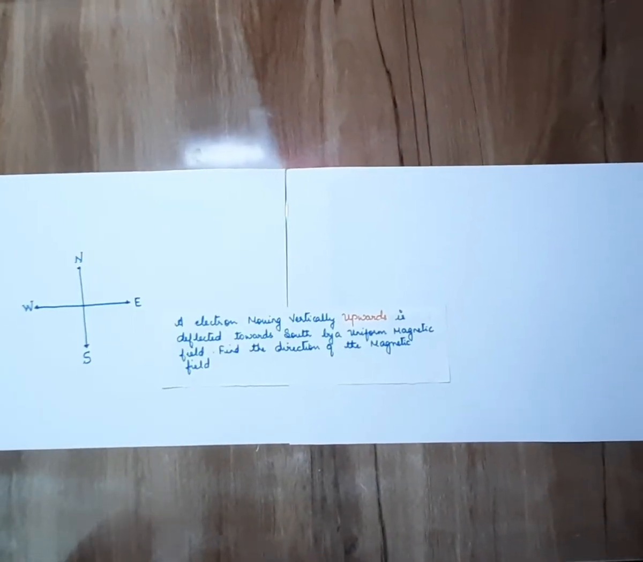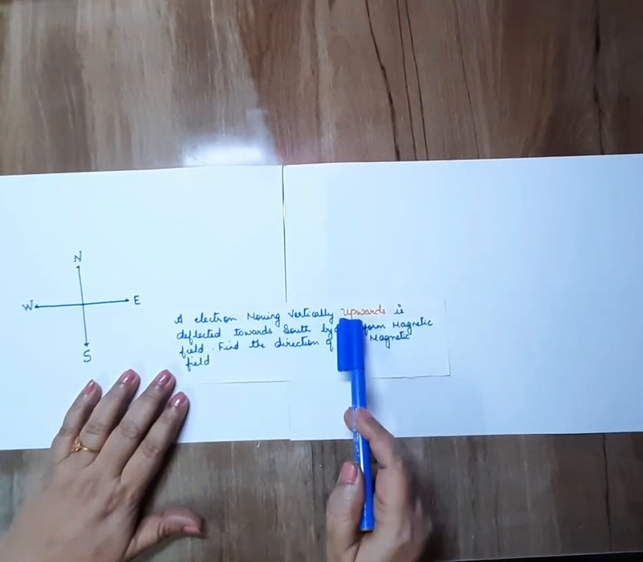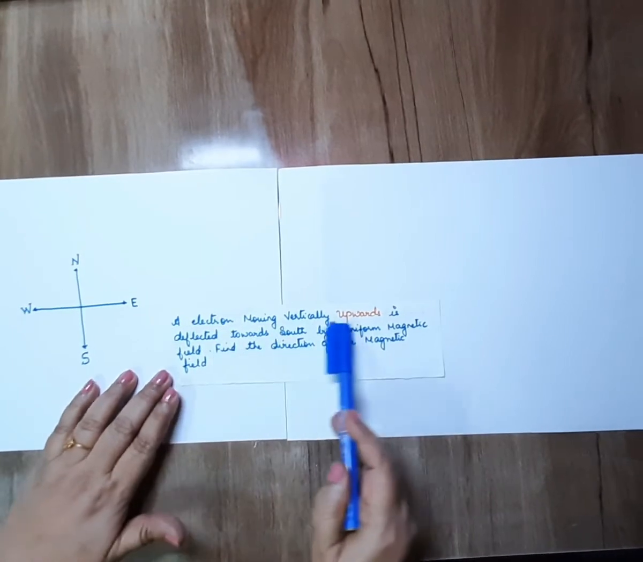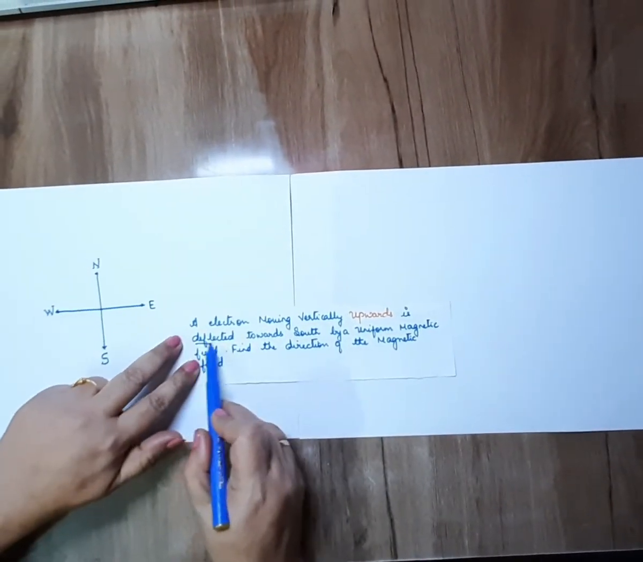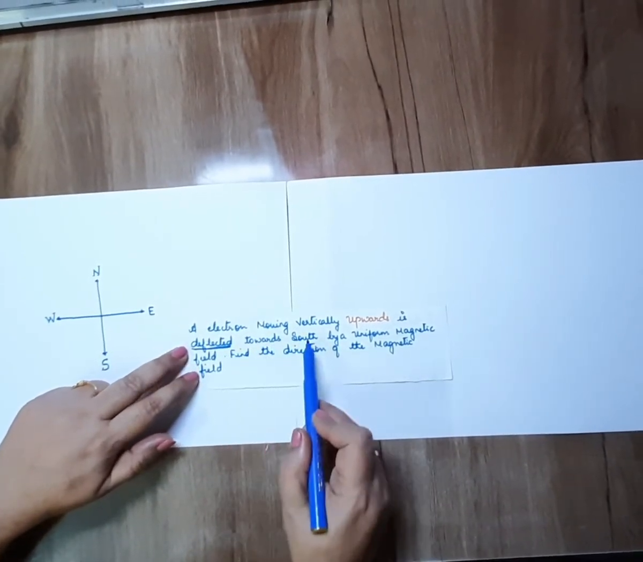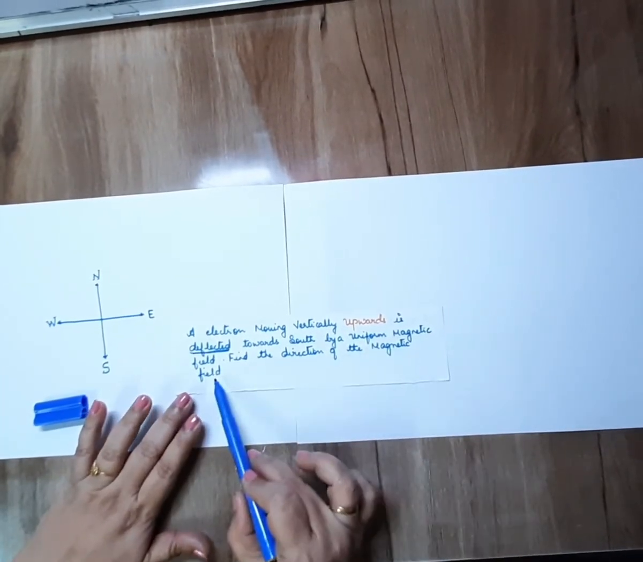Moving on with the third question. An electron moving vertically upward is deflected towards south. See, the electron is moving upward and deflected. This word tells you that a force is applied, experienced towards south. We need to find the direction of the magnetic field.